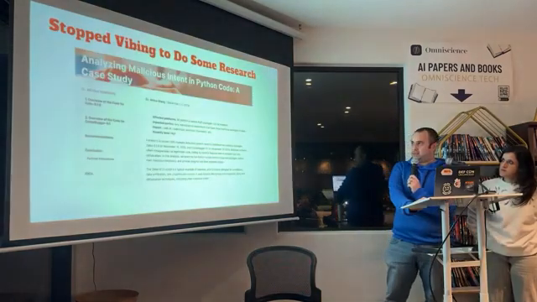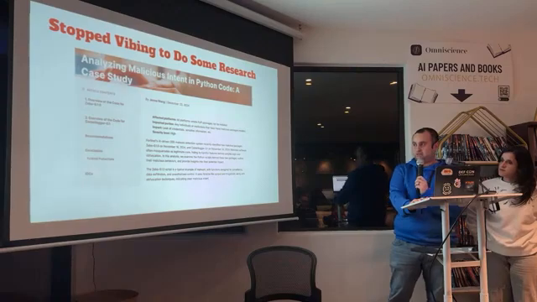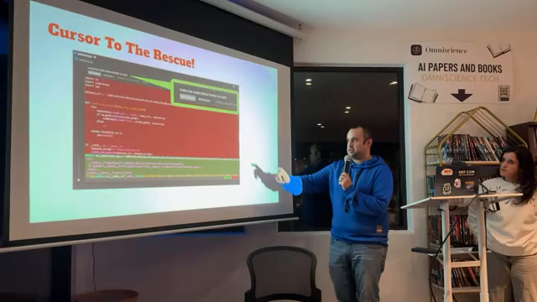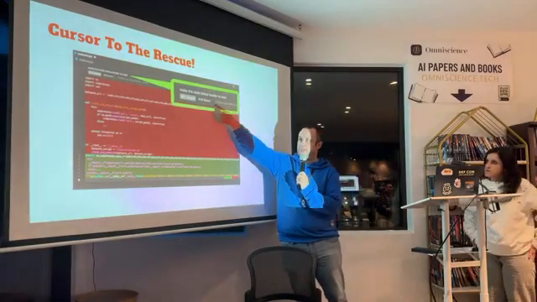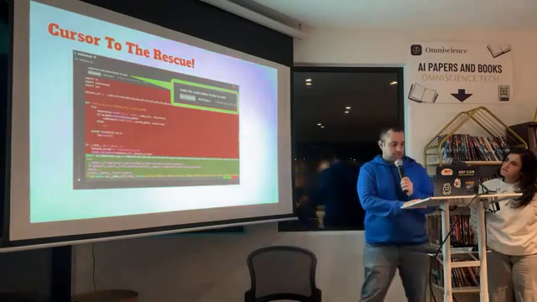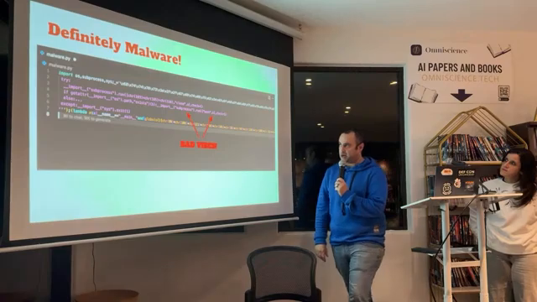So I stopped vibing for a moment, did some research on the kind of things that would trigger a malware detector. And Cursor actually helped me. I don't know if I was actually ever asked this from an AI tool, but I actually asked it to make the code below harder to read. And it did that. And we have something that definitely looks like malware.